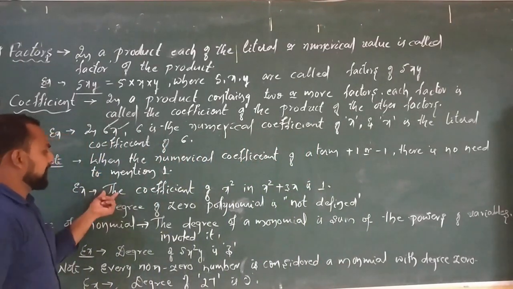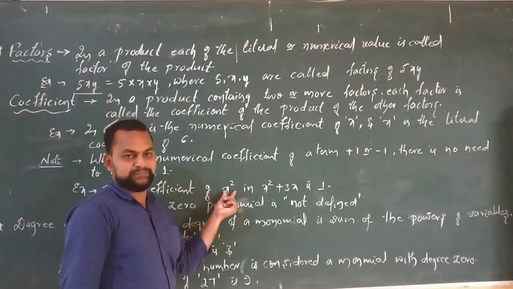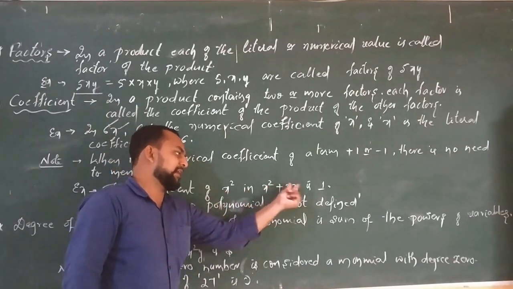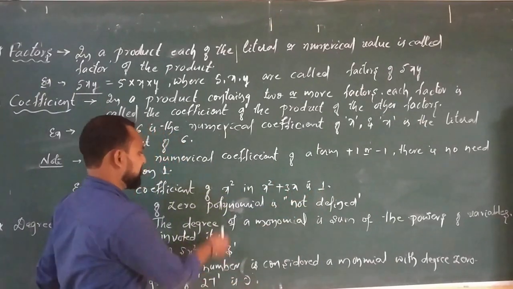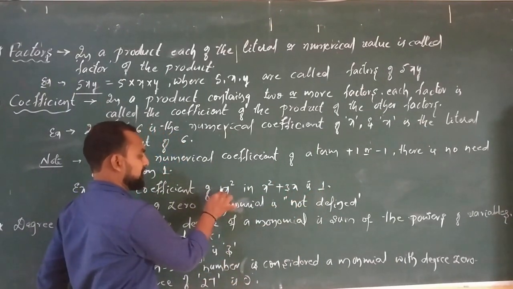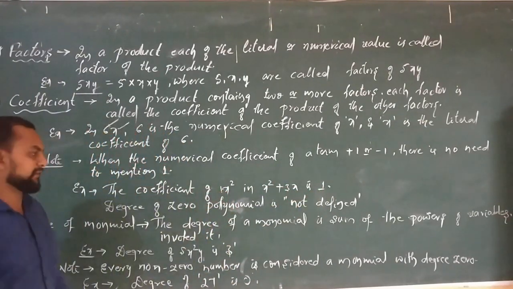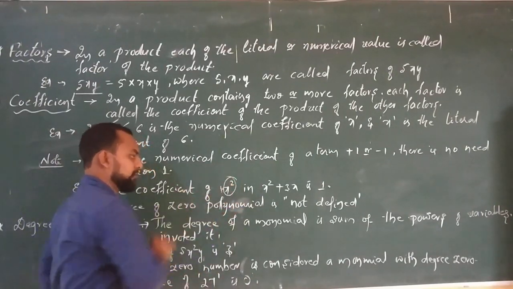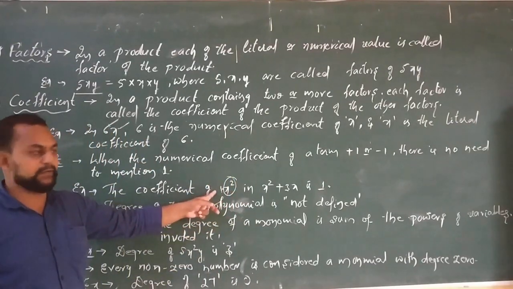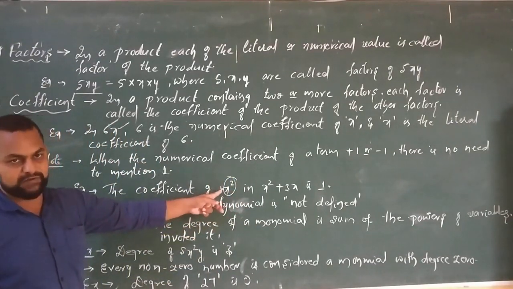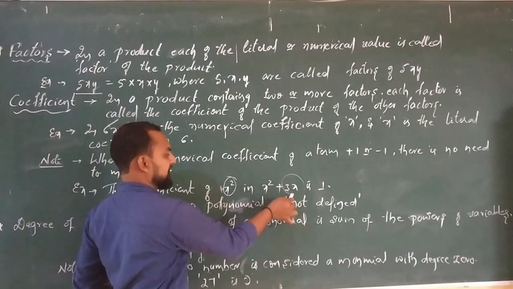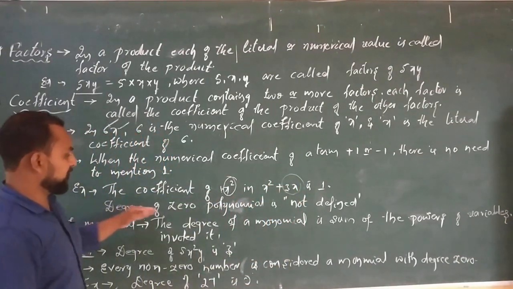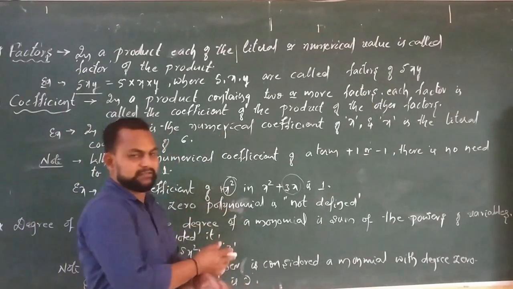For example, the coefficient of x square in x square plus 3x is 1. When there is no number, it means 1 is there. The numerical coefficient of x square is 1. The numerical coefficient of 3x is 3. The degree of the zero polynomial is not defined.